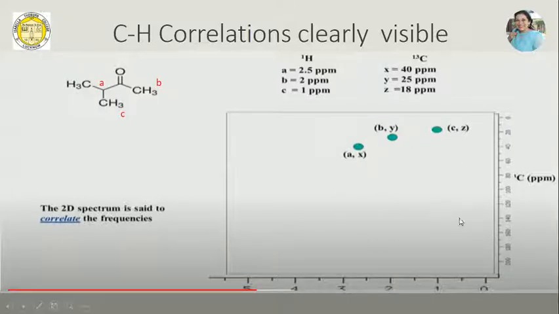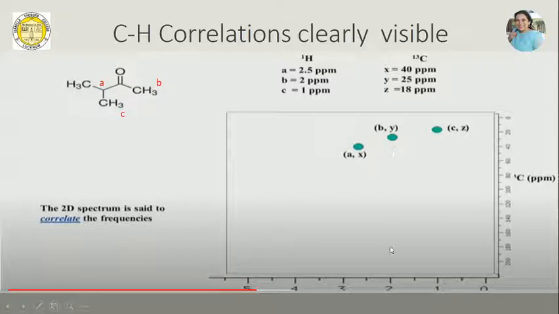And this particular schematic drawing will be showing us which carbon is attached to which hydrogen. So now let us look at our proton NMR, and the peak C is at 1 ppm. So let me draw a vertical line from 1 ppm. I reach this particular dot here, and then I draw a horizontal line touching the C13 NMR axis. When I touch the C13 frequency axis, I reach 18. Thus, this dot shows that C protons are attached to Z carbon atom.